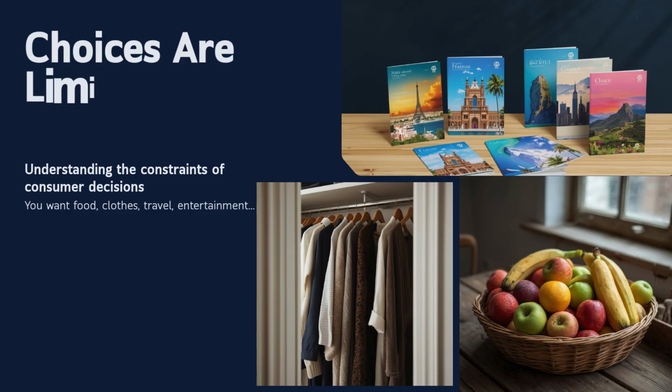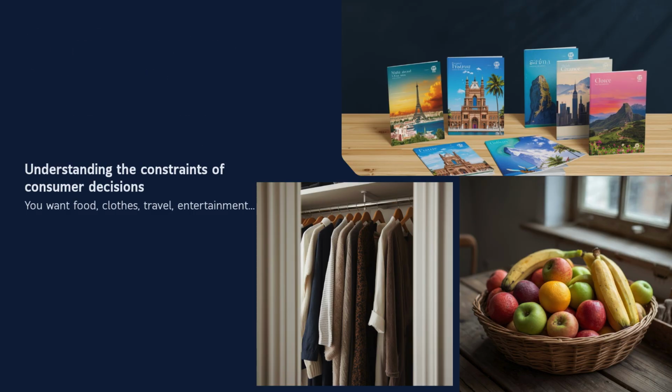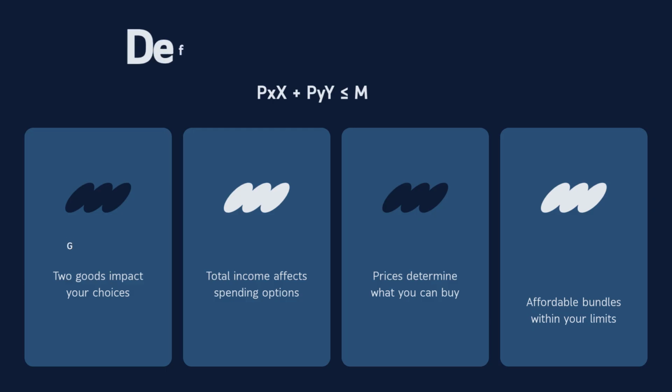You may want many things: food, clothes, travel, entertainment, but you can't afford all of them. Economics begins with a simple fact: choices are limited. In this video, we introduce the budget set, the set of all bundles a consumer can afford. In microeconomics, we study how consumers choose, but choice only makes sense if there are limits. Those limits come from two things: income and prices.